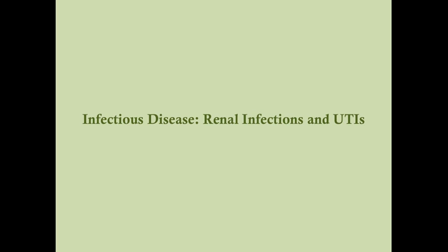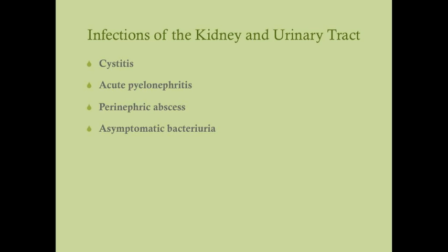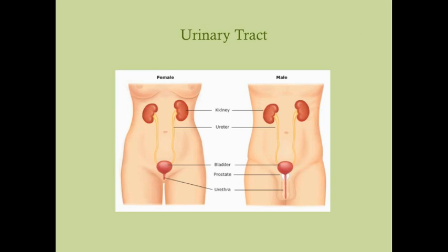Alright, so we're going to look at some of the infectious diseases of the urinary tract. So this is going to include cystitis, which is a bladder infection, acute pyelonephritis, perinephric abscess, and asymptomatic bacteriuria. So let's quickly review the anatomy of the urinary tract.